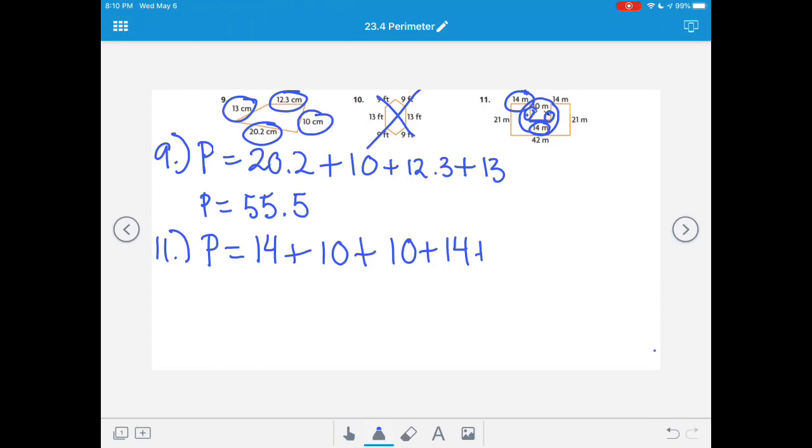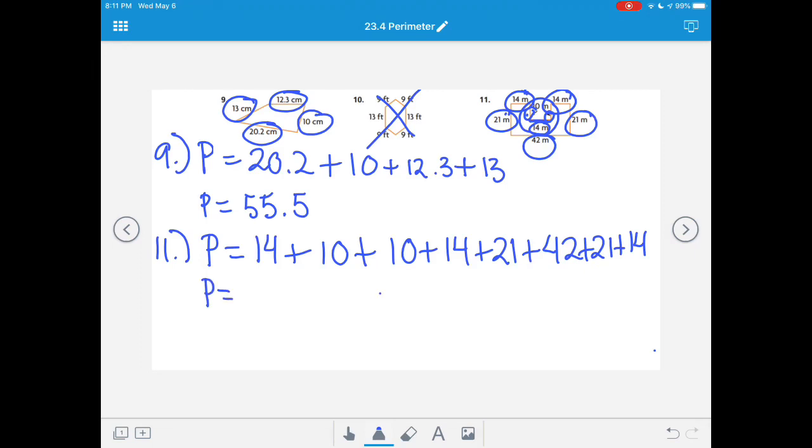I have 14 and 21 and 42 and another 21 and another 14. Wow, lots of numbers for that one. So I'm going to want to make sure that I'm checking for accuracy as I type this in my calculator. I have 14 plus 10 plus 10 plus 14 plus 21 plus 42 plus 21 and plus 14.